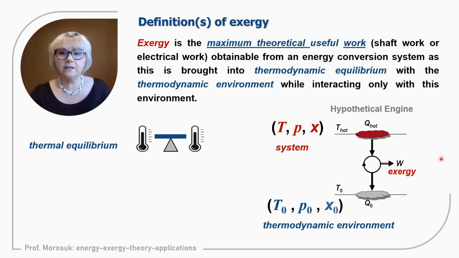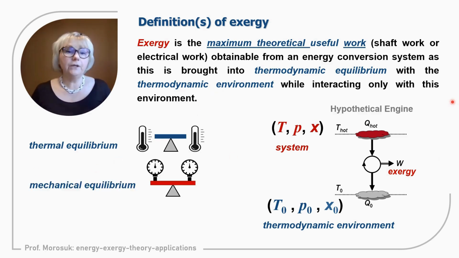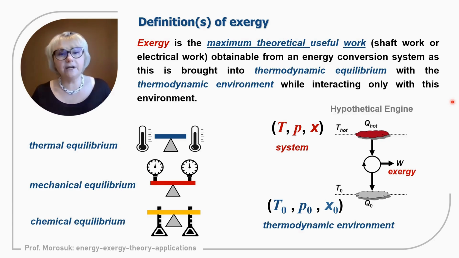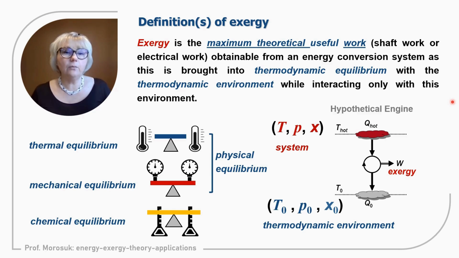That means we need to discuss thermal equilibrium, mechanical equilibrium, and chemical equilibrium. These three kinds of equilibrium we already discussed in engineering thermodynamics. In the exergy concept, thermal equilibrium and mechanical equilibrium together are called physical equilibrium. So we have two equilibriums, physical and chemical, to discuss in the exergy concept to produce work, or we can discuss thermal, mechanical, and chemical in more detail.